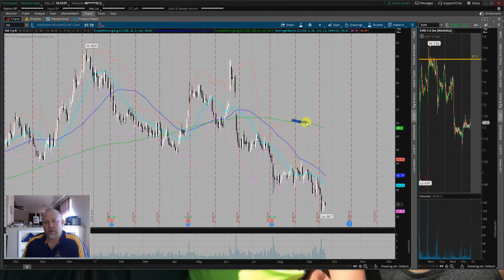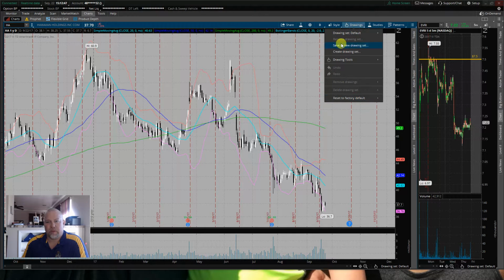These three lines right here on the screen: the green is the 200 simple, the blue is the 50 moving simple, and the 20 moving simple right here. All three of them are aligned in a bearish manner. If they were flipped going the other way, that would be a bullish sentiment on the particular instrument that you're looking at here. Let me move this around just a little bit.